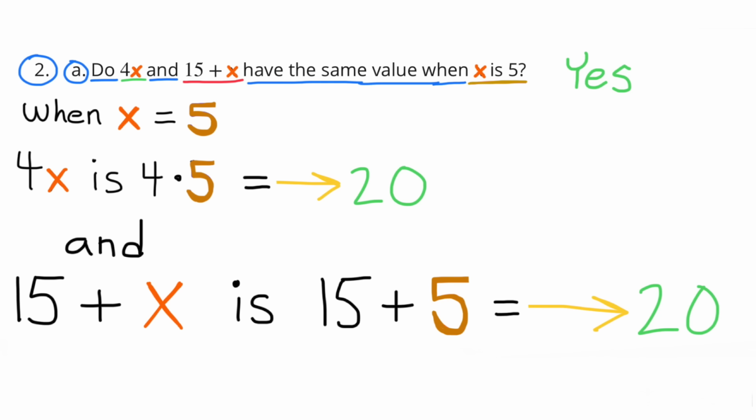Number 2. A. Do 4x and 15 plus x have the same value when x is 5? When x equals 5, 4x is 4 times 5, and that equals 20. And 15 plus x is 15 plus 5, and that also equals 20. So yes, they do have the same value.